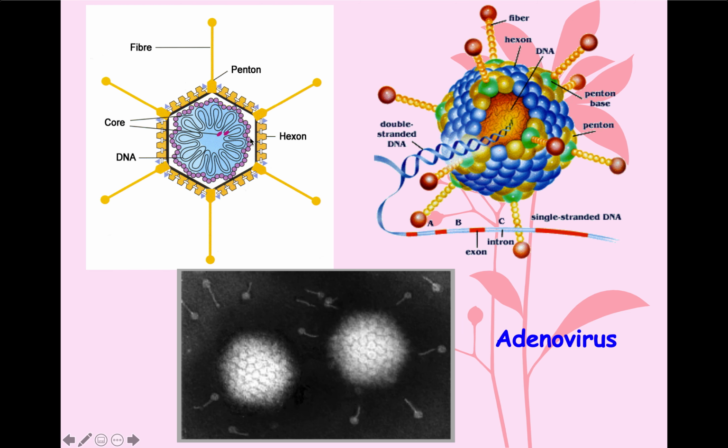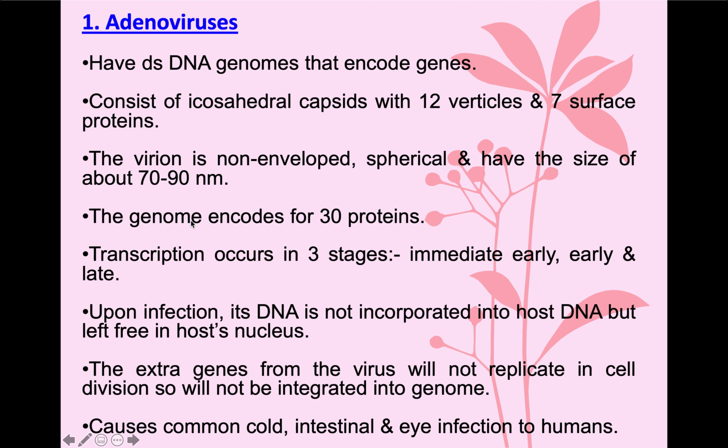You can see over here, okay, 7 ventricles. So the virion is basically non-enveloped, spherical, and has a size of about 70 to 90 nanometers. That means it is very small in nature. Because it's so small, it would be very hard to detect, and hence it couldn't be seen with naked eyes. But this is also one of the good things about the virus.